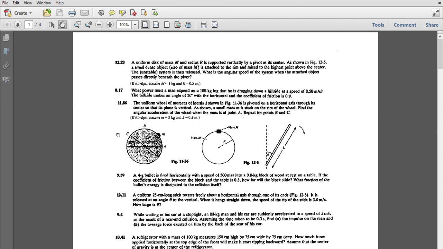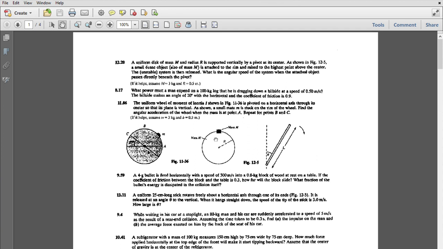I know in the previous practice problems one, we did this particular problem. So maybe I'll skip that one. But I can barely make them out here because the scan is a little bad, but let's try to read it. Problem 1228. A uniform disk of mass m and radius r is supported vertically by a pivot at its center. As shown in figure 12.5, okay, so that looks like this particular one here.